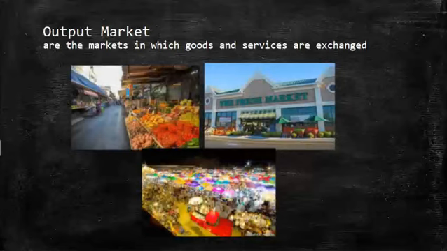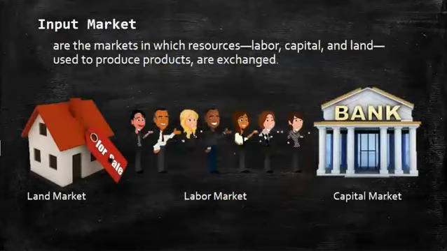So ano ba yung output market? These are the markets in which goods and services are exchanged. Sa input market naman, it consists of the land market, the labor market, and capital market. These are the markets in which resources, labor, capital, and land used to produce products are exchanged. So dito, nagkakaroon ng exchange of services in terms of labor and capital between the land or the labor market and the capital market.